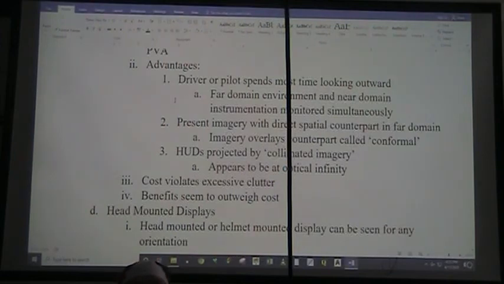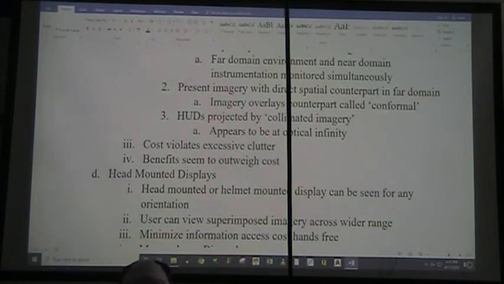All right, so the advantages are our driver or our pilot spends most of their time looking out where we want them to be looking. That way they are looking at the things in the far domain, the stuff outside in the environment, and the stuff in the near domain, the instrumentation, at the same time. We want to present our imagery with direct spatial counterparts in the far domain. When our imagery overlays its counterpart in the real world, we call that being conformal.